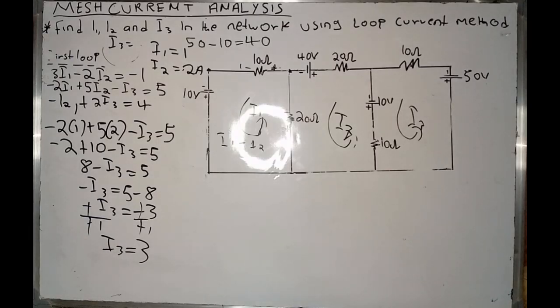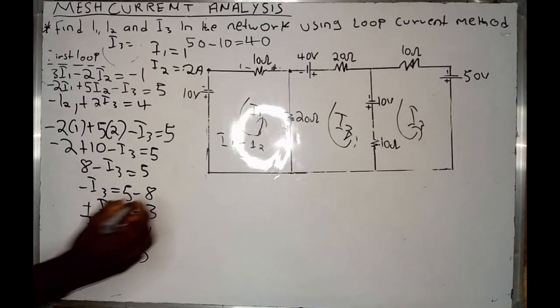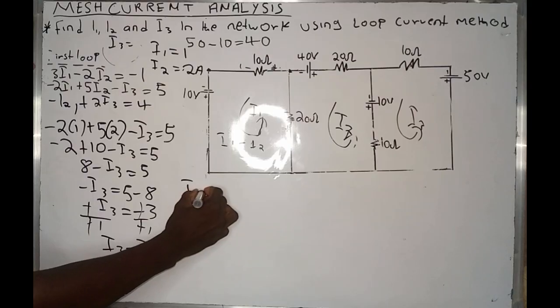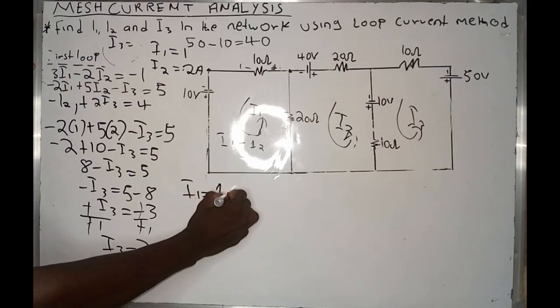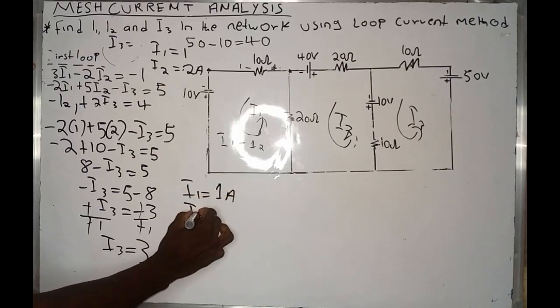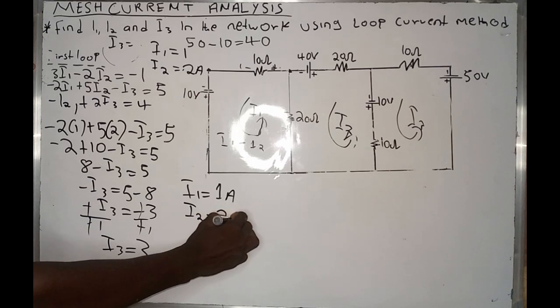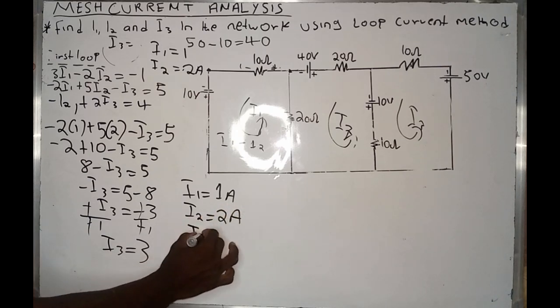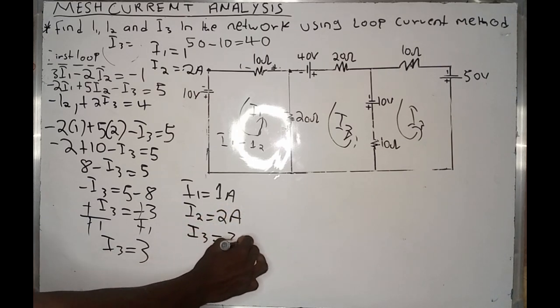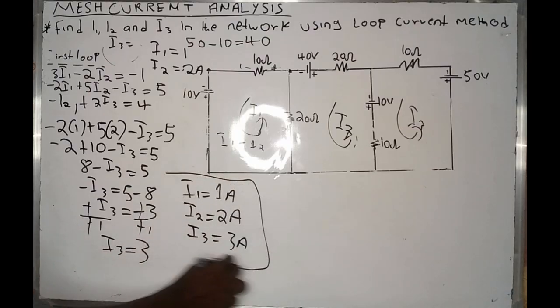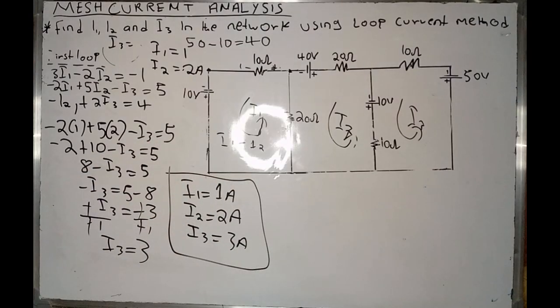So therefore, I1 it is equals to 1 and therefore I2 which is equals to 2 and therefore I3 it is equals to 3. So therefore those are the final solution. So this is the end of this question.